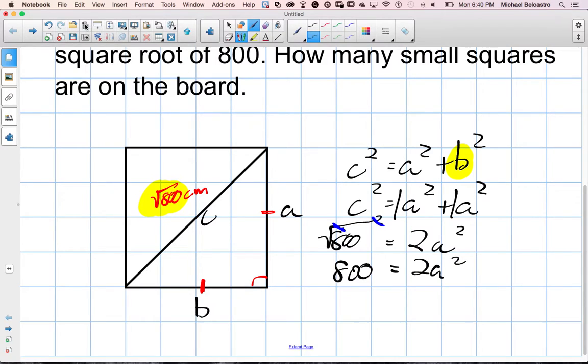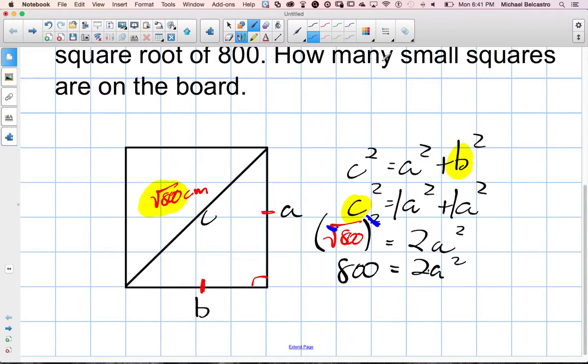Let me go through this again, just so it's a little clearer, because I jumped through it. C here is being replaced by the root of 800. But that's only C, and in Pythagorean's theorem, it's C squared. So this root and this square are opposite operations, so they cancel each other out. We're left with 800 now, which is a lot easier to work with.